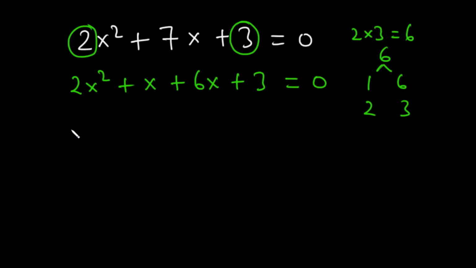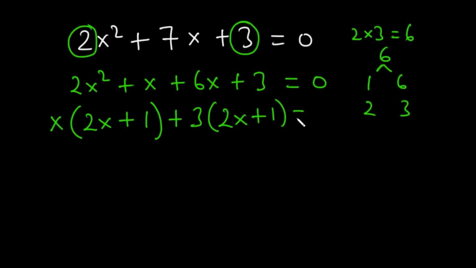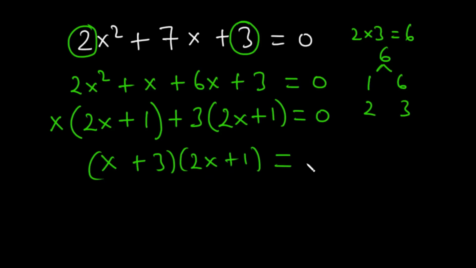So now we can factorize. The GCF between 2x² and x is x. So we have x on the outside, and then 2x² divided by x is 2x, and x divided by x is 1. The GCF between 6x and 3 is 3. So we have 3 on the outside, and then 2x + 1 inside the bracket is equal to 0. So we have (x + 3) in one bracket, and then (2x + 1) in another bracket equal to 0.